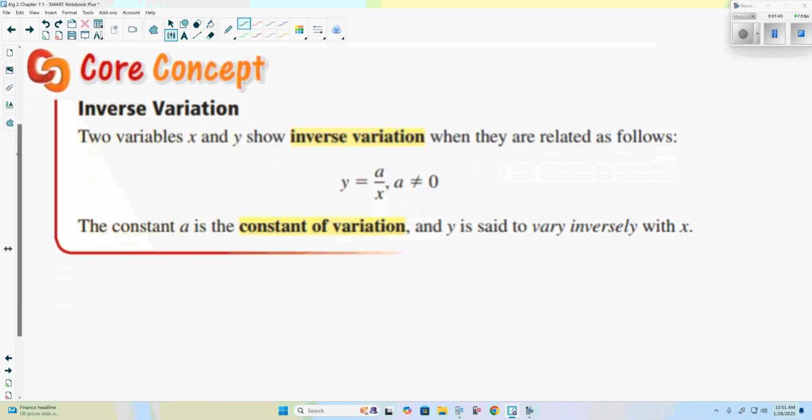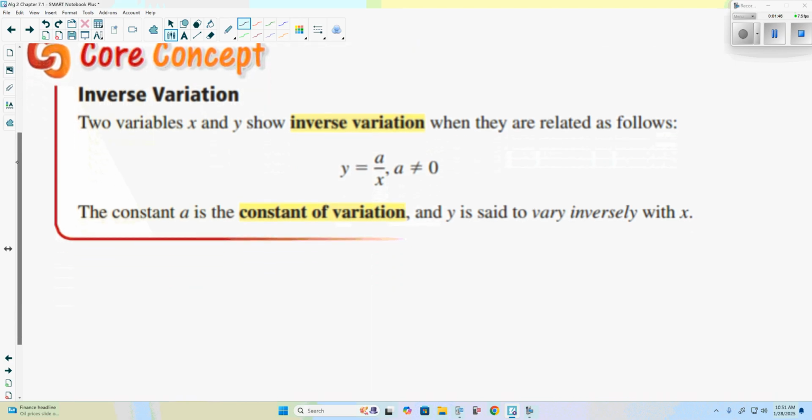Where a is different than 0. So y equals a over x is one version of this. We can multiply both sides by x, and really we can say x times y is equal to a, this constant amount. It's still inverse variation. These are just different ways that we can write it. And it's said to vary inversely. So as x increases, as the numbers that we plug in for x increases, the values for y are going to decrease. Or as x decreases, the value of y is going to increase. They're going to go in opposite directions.